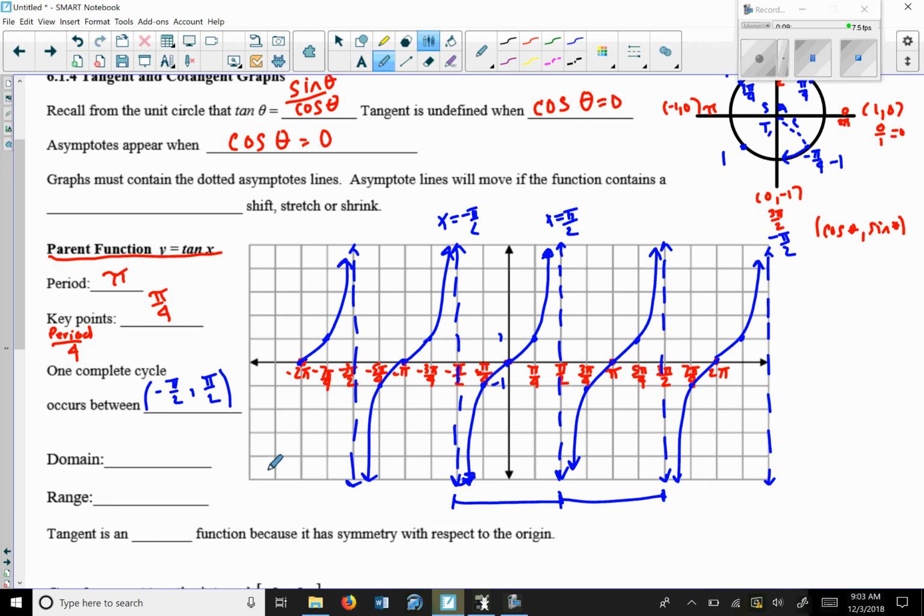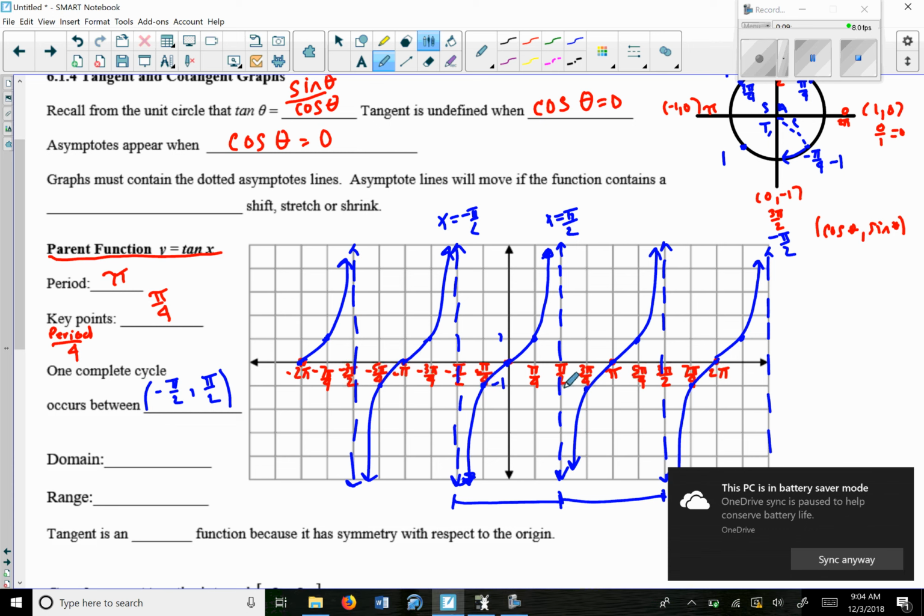So for our graph here, you can see that your domain is going to be all real numbers except for where you have your asymptotes, which the first asymptote that we have starts at pi over 2.